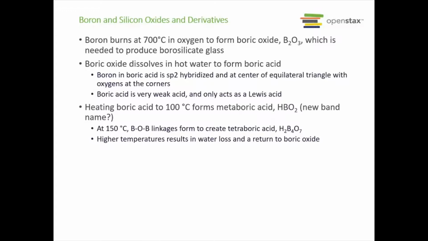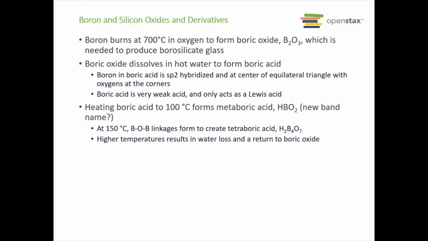So a little bit about their oxides and derivatives. Boron burns at 700 degrees Celsius in oxygen, and this forms boric oxide, B2O3. It's another form of boric acid, or boric oxide, not boric acid. So burn in oxygen, you make boric oxide, which we can use to make borosilicate glass. Boric oxide is going to dissolve in hot water to form boric acid.